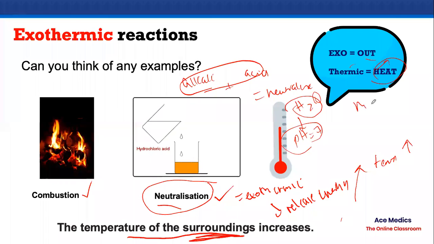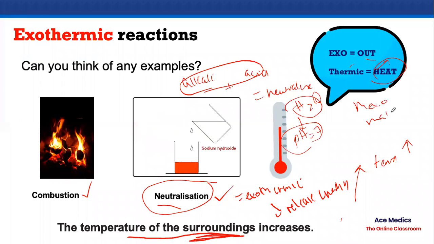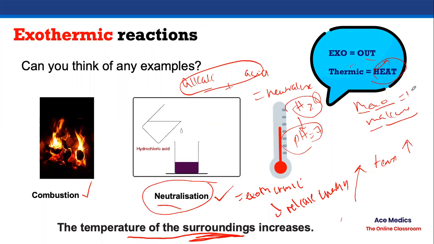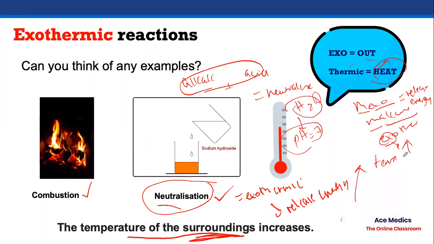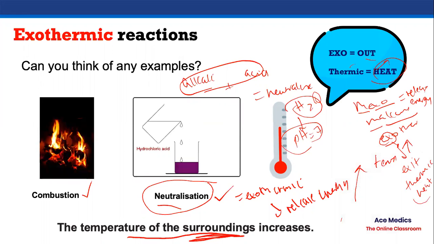So exo and making both have M, so exo is making new bonds, which is releasing energy, okay? And exothermic sounds like exit. Sorry, it sounds like exo, exit. So you're exiting thermic energy or just heat. Therefore, the temperature will go up.